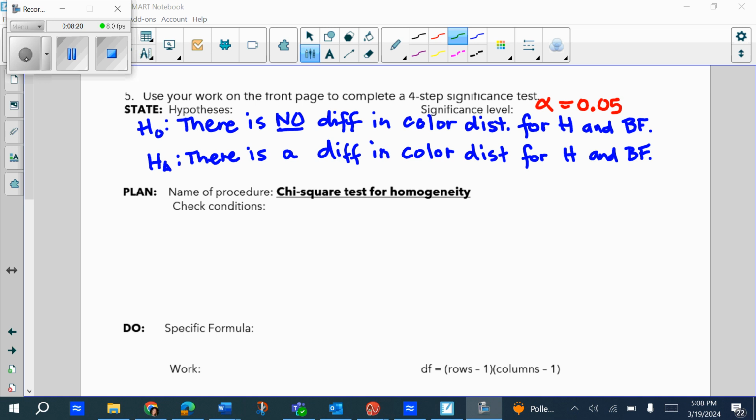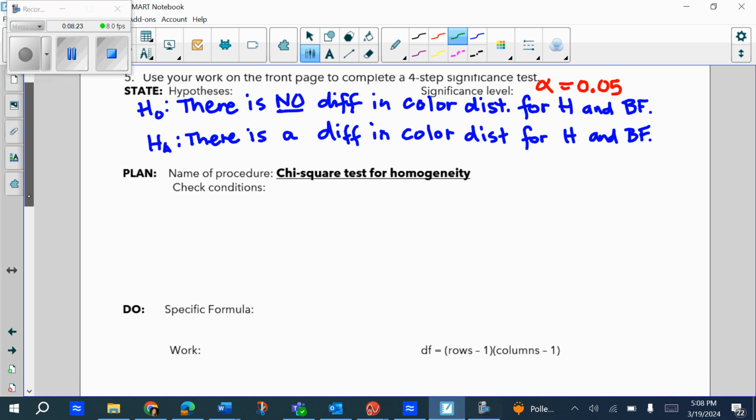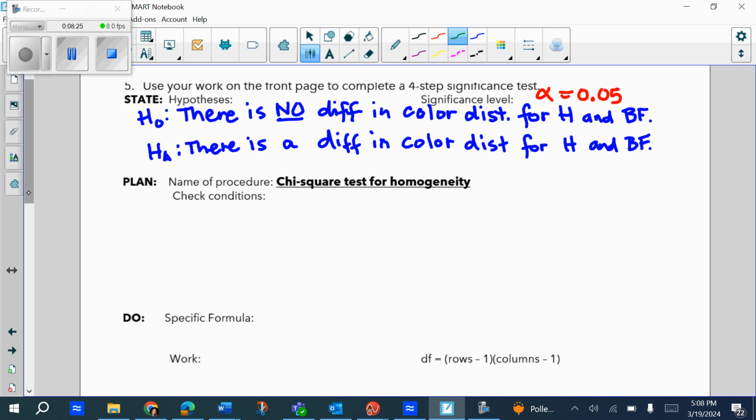So let's work through the 4-step process for this significance test. Step 1 is the state step, where we restate our hypotheses as we stated on the front of the paper. And then we have a significance level of 0.05. Step 2 is the plan step. The name of the procedure is the chi-squared test for homogeneity.